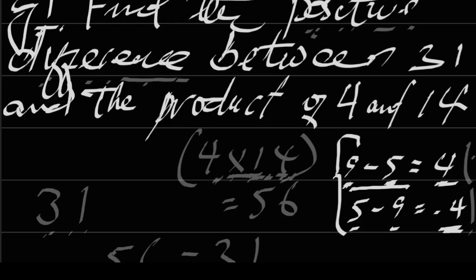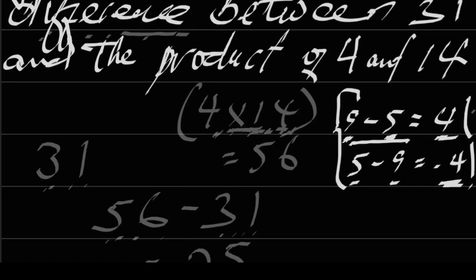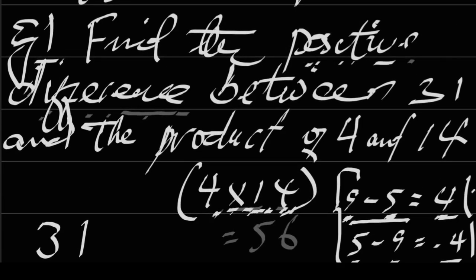Alright, I just put this so that we can understand where we are heading. Question says, find the positive difference between 31 and the product of 4 and 14. We are going to multiply 4 and 14. The result we get, we are going to subtract 31. If the result is less than 31, then it's going to be 31 minus the number. But if the result of this multiplication is greater than 31, then the result will subtract 31. Why do we want to do it that way? Because of the word positive difference. In positive difference, a bigger number subtracts a smaller number.